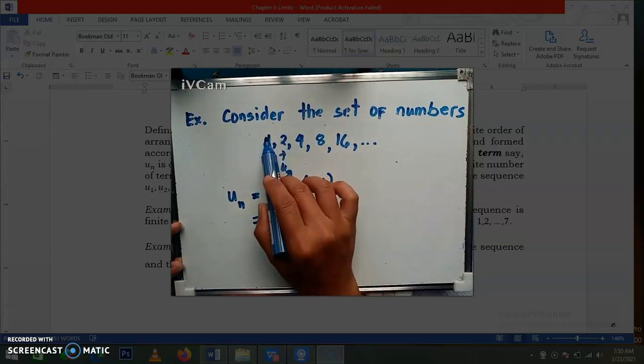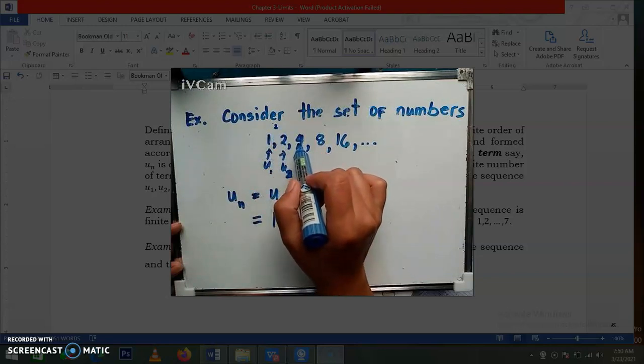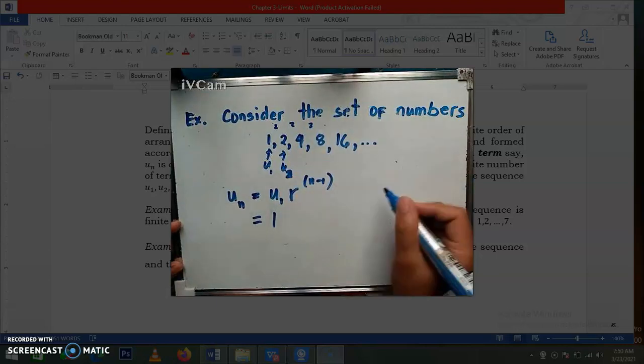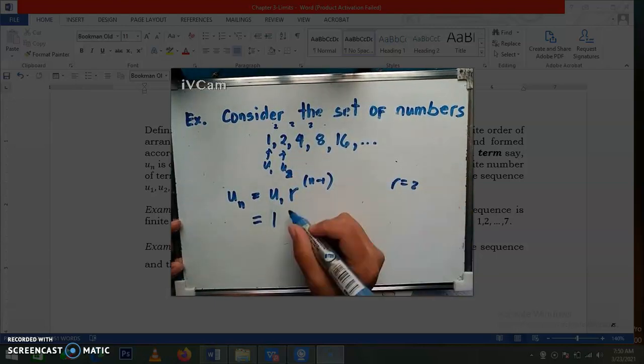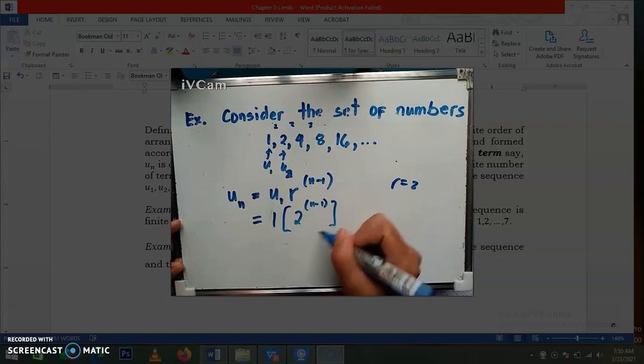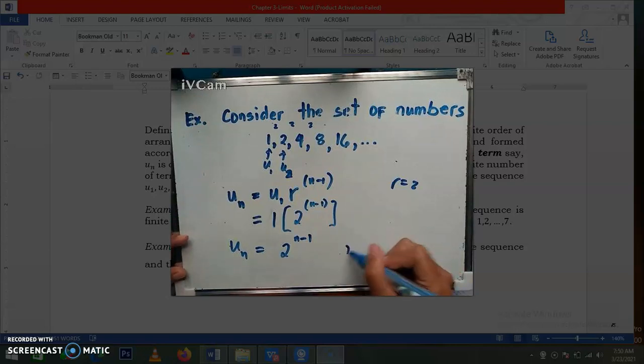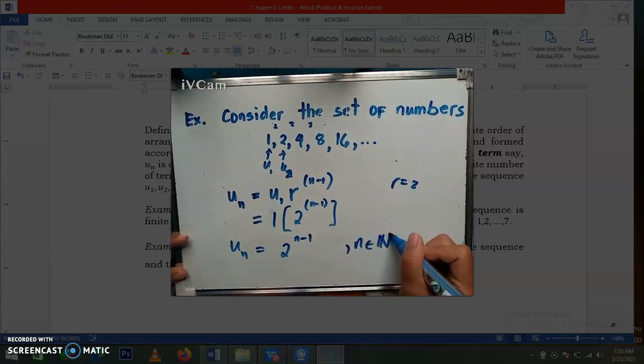So 2 divided by 1 is 2. We have 4 divided by 2 is 2. 8 divided by 4 is 2. So r here is 2. So we have 2 raised to n minus 1. Therefore, our u sub n is 2 raised to n minus 1, where n here is the set of natural numbers.